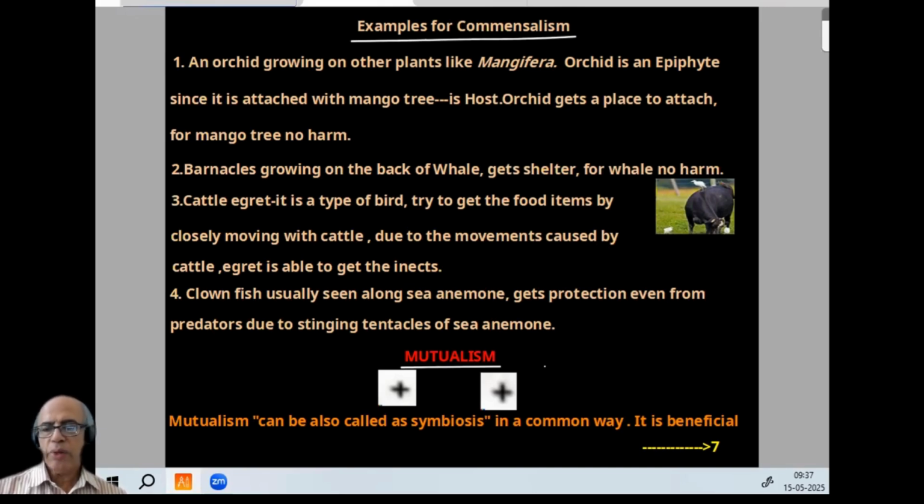Now comes the last interaction for our discussion, mutualism. The symbol is ++. Mutualism can be called symbiosis in a layman's or common way, but there is a slight difference between mutualism and symbiosis. But as usual, in a normal way, we can take them as synonyms. That is why I put it in inverted commas, almost synonyms. In detailed reference, when we analyze it, we can find a slight difference, but for our condition, both are the same. It is beneficial for both species. That is why both will get the ++ sign.